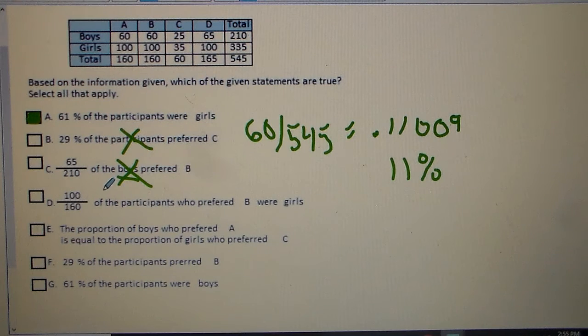Pick a different color. So of the participants who preferred B, so of the people who preferred B, I'm going to circle that. 100 of them were girls. Yep, well that's true. 100 girls chose B. So this one, you're going to fill in.